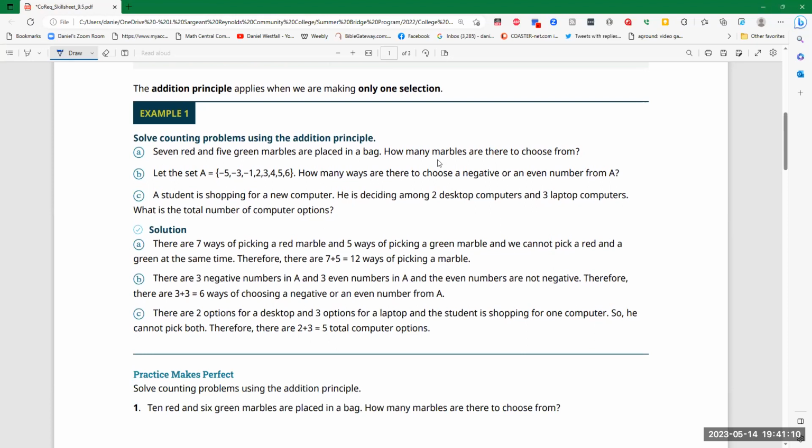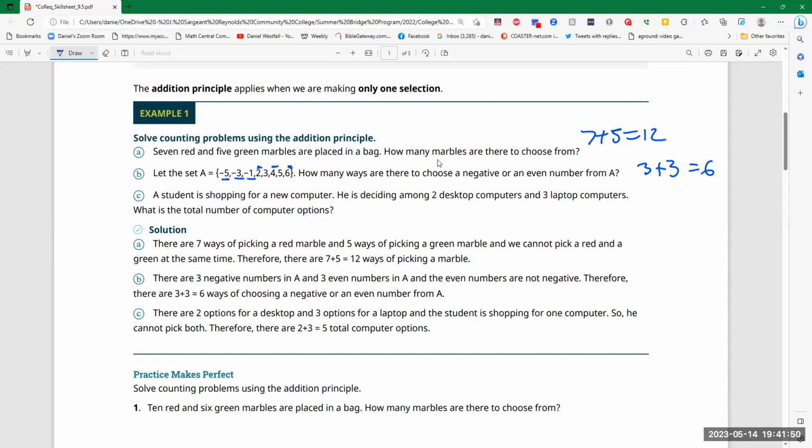So right now we've got 7 red and 5 green marbles that are in a bag. How many marbles are there to choose from? Well, 7 plus 5 is 12. So there's that. We've got the set of -5, -3, -1, 2, 3, 4, 5, and 6. How many ways are there to choose a negative number or an even number? So negative numbers, 1, 2, 3. Then there's no even negative numbers. So then there's 2, 4, and 6. So there's another 3. 3 plus 3 is 6.